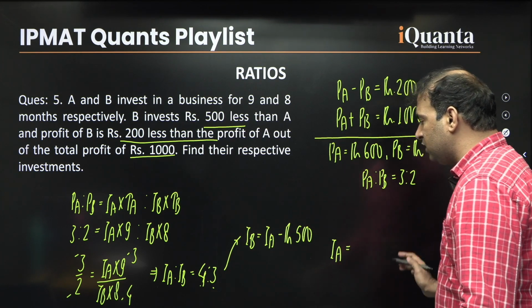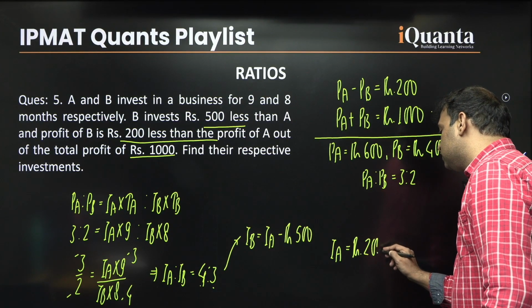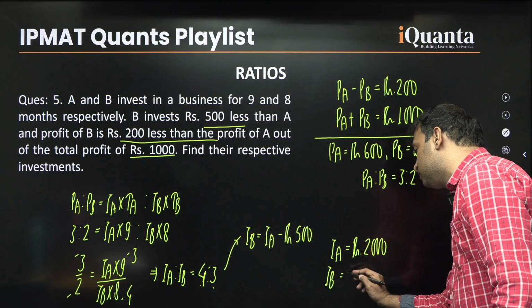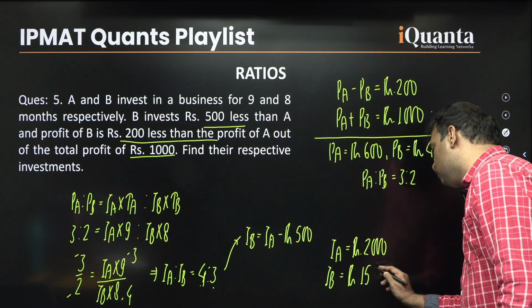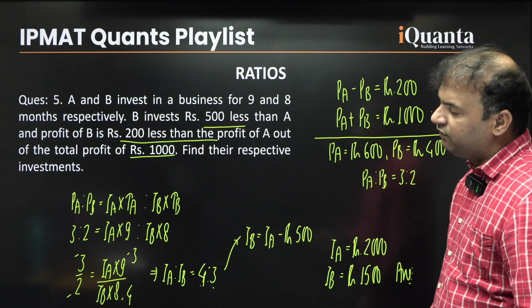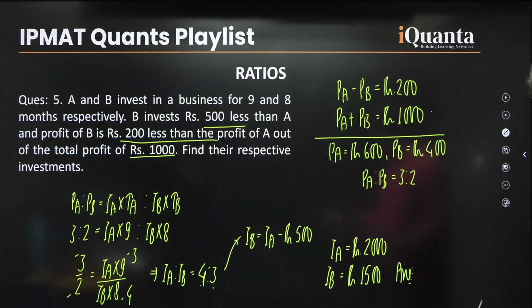With the help of the assumption, finally we can say the investment of Mr. A is 2000, 4 into 500, and the investment of Mr. B is 1500, 3 into 500. Okay guys, this is how we can find the investments of both A and B. Simple. Alright guys, so this is how we solve this question as well.